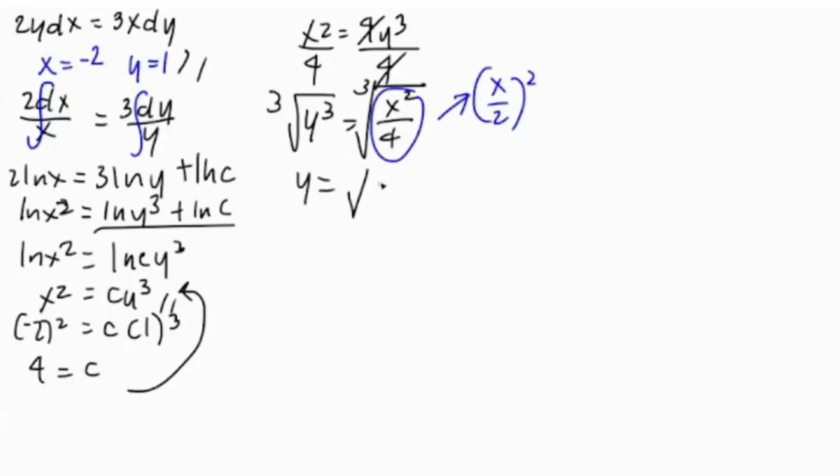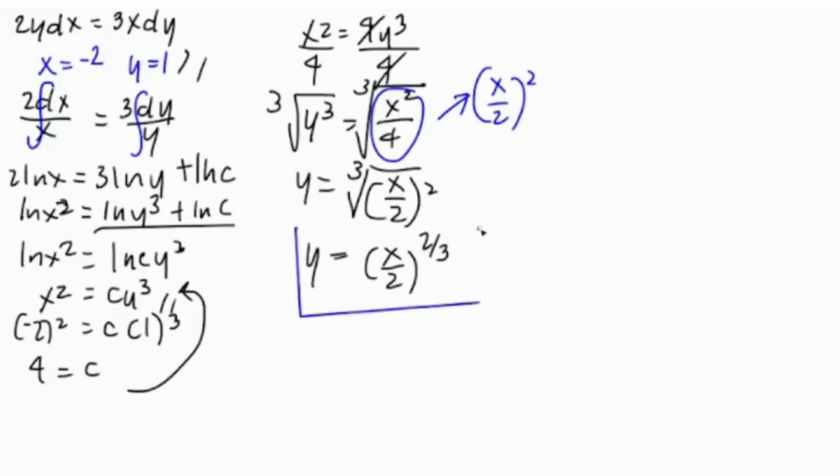So, copy natin yan dito. Magiging x over 2 squared cube root. So, i-arrange natin. Magiging x over 2, 2 raised to 3. So, yan na, 2 all over 3. So, yan na yung final answer natin.